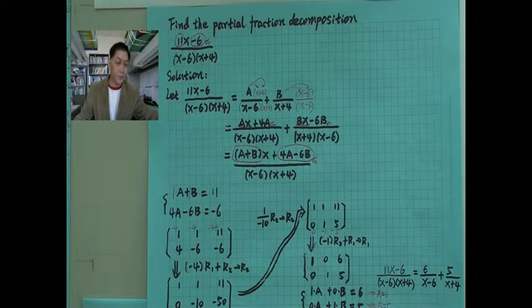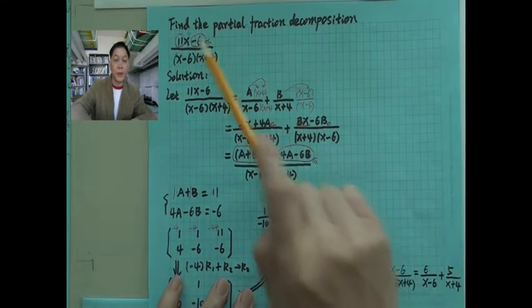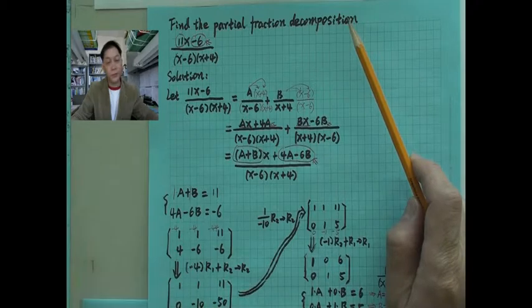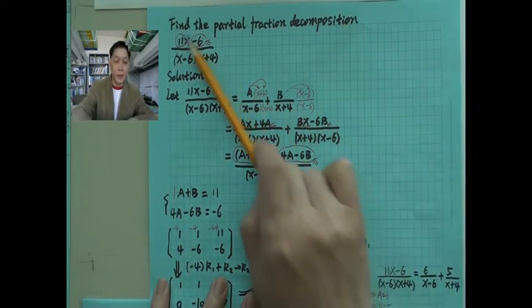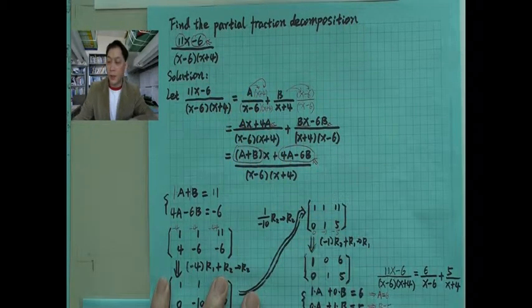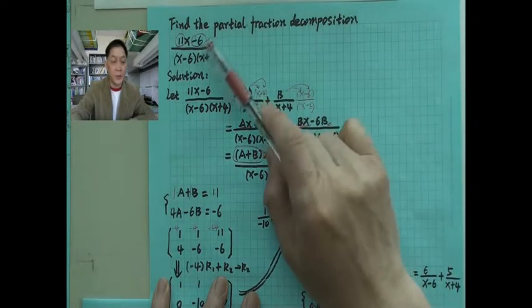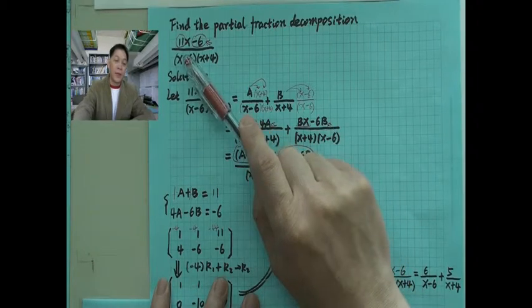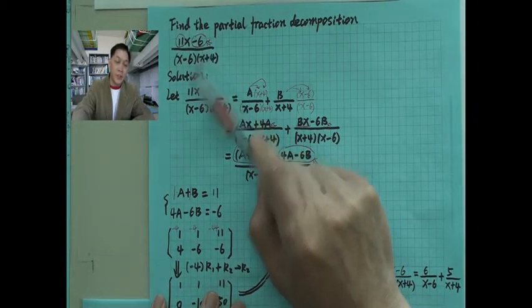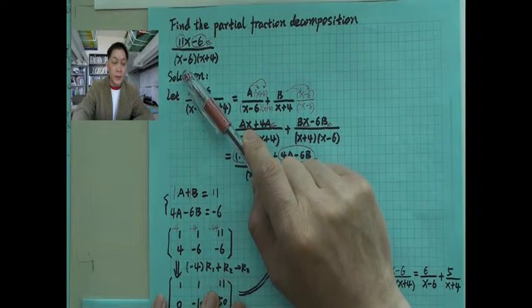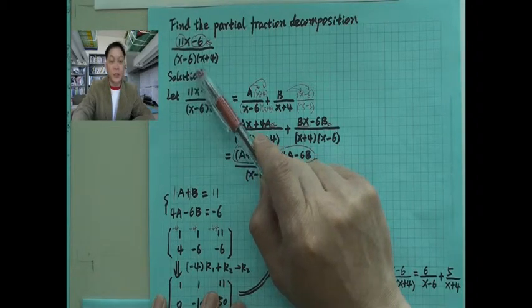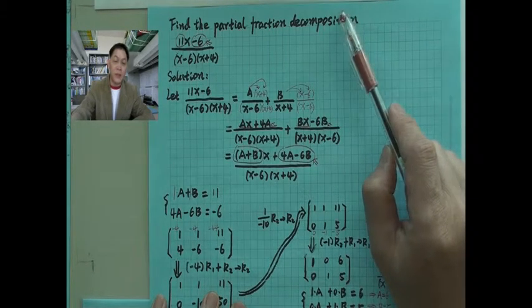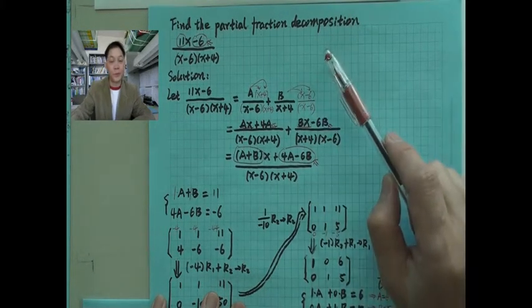In this lecture, we will talk about the partial fraction decomposition. Let's look at this example. This example says that we have a rational expression (11x - 6) divided by (x - 6)(x + 4). How do we find the decomposition?